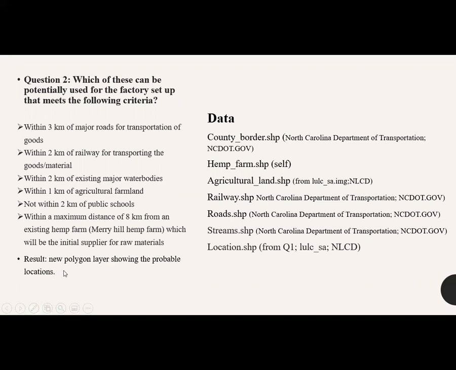To meet these criteria and for further analysis, the project will look at different data such as the borders of the counties, the location of the hemp farm, the agricultural land areas, and different polyline data for railways, roads, and streams, and of course the results from question 1, the locations. Using different analysis techniques such as buffer and intersection and others, the answer to question 2 will result in a new polygon layer that will show the suitable locations.